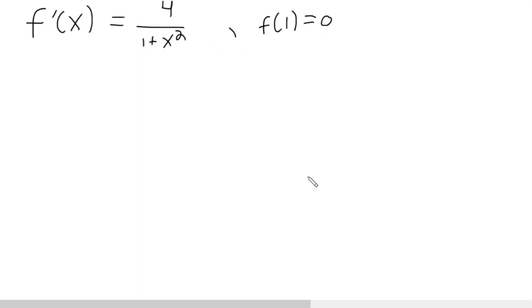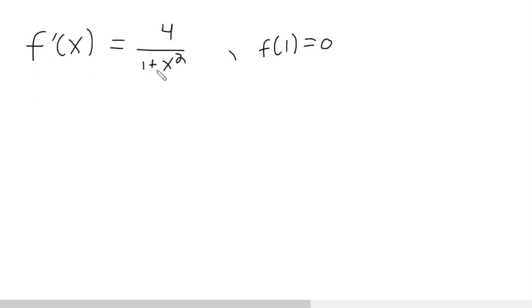f prime x equals 4 over 1 plus x squared. And in addition to that, I'm given f of 1 equals 0. So I'm given f of 1 equals 0. So let's first find f. So I'm given f prime. I'm given f prime right here. So I need to find f. And in order to do that, I have to take the antiderivative or the integral.